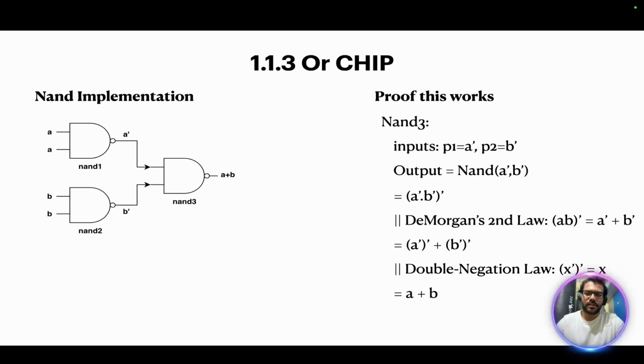using De Morgan's theorem, second law, it simply gives you A dash dash plus B dash dash, and using the double negation law, which is X dash dash equals X, if you take negation of anything twice, you'll get back the same value. Take 0 for example, negate it once, you get 1, negate it once more, you get 0 back. So you get A plus B, which proves that this implementation in fact gives you the OR logic.